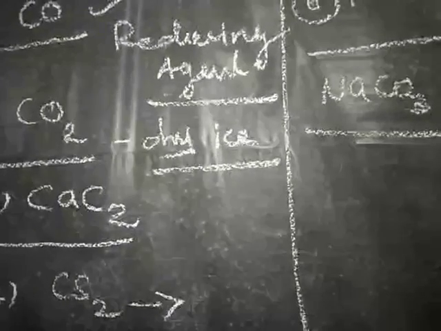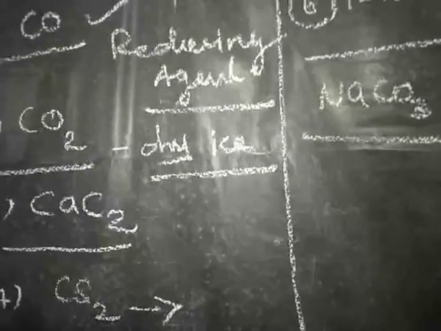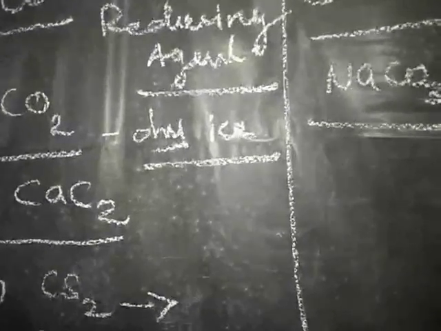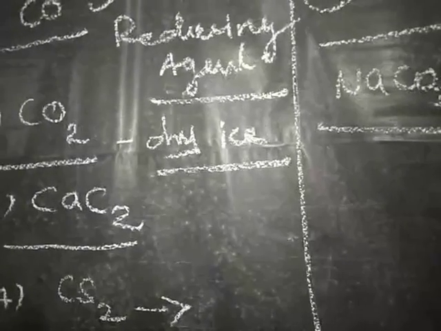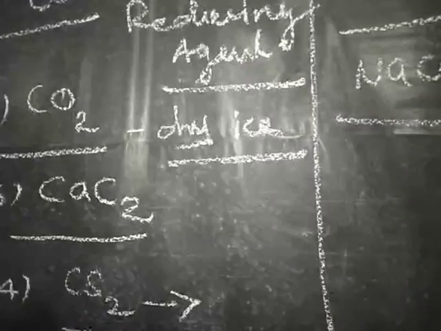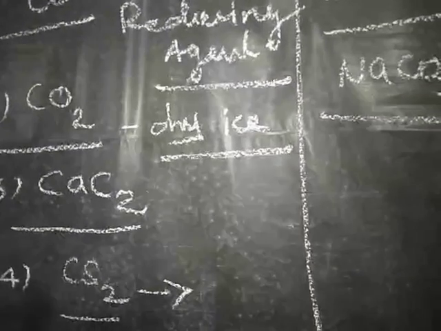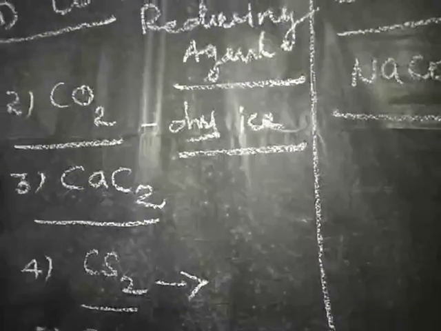The same way, physical properties are also given. So what is meant by physical properties? What is the color? What is the shape? What is the nature? That means solubility. These things are also given in our textbook, just go through them.